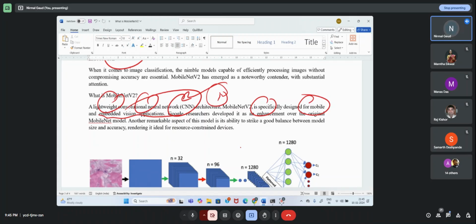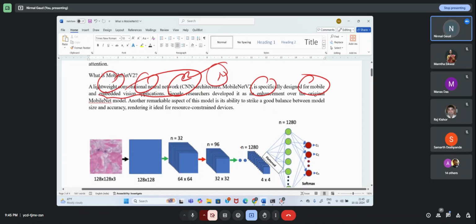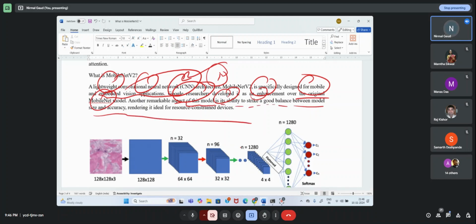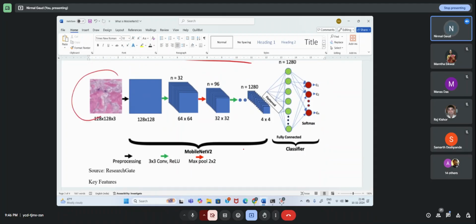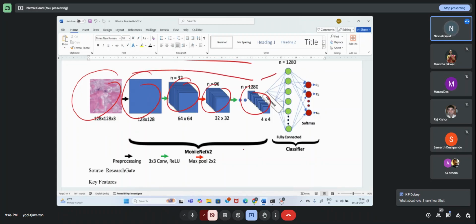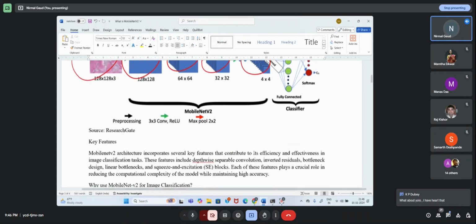Okay, ResNet architectures are huge architecture, heavy architecture. MobileNet is small architecture. Again, Google researchers developed it. Okay, so MobileNet's remarkable aspect is its ability to strike a good balance between model size and accuracy. So, for example, this is an image 128, 128, then 64, 64, then 32, then 4. That means it is reducing, reducing, reducing, then neural network. That's what we do. So, we are having 3 cross 3 convolution ReLU and 2 cross 2 max pooling.